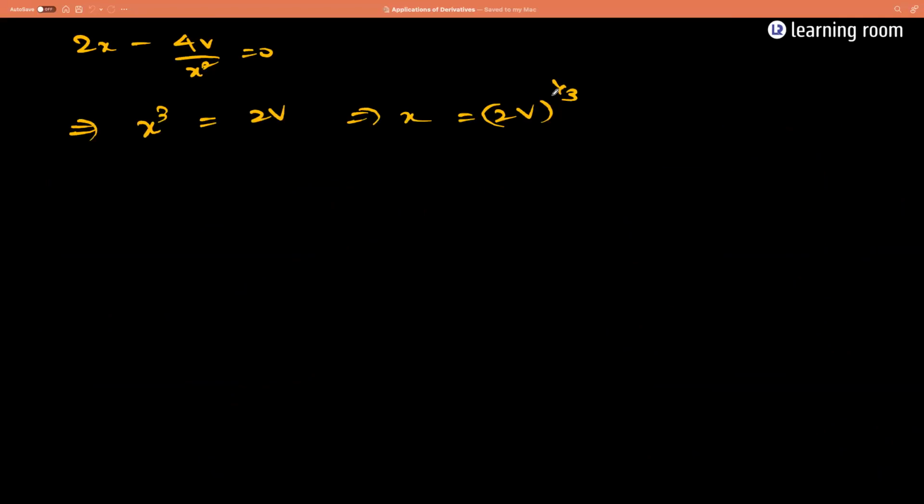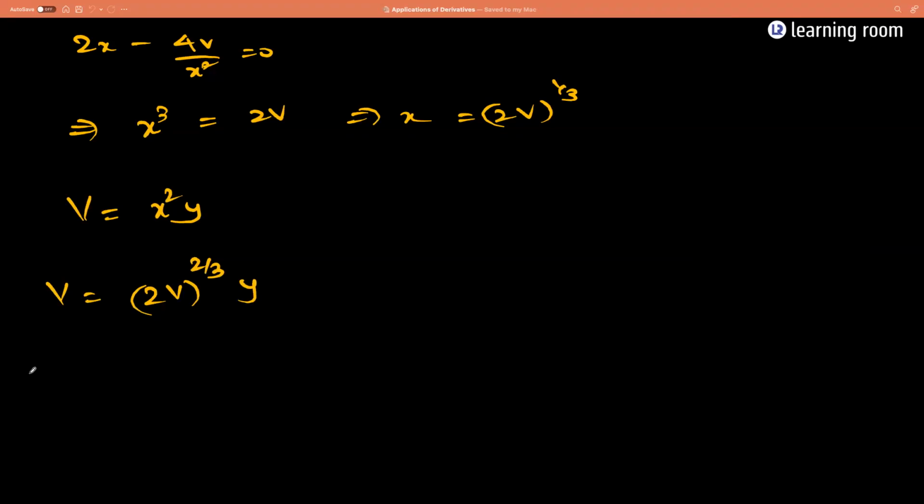So x will be equal to 2v divided by 2v to the power of 1 by 3. Right. So we know that volume is equal to x square y. So I need the relation between x and y. So volume is equal to x square, which will be 2v raised to the power of 2 by 3, into y. Am I right?